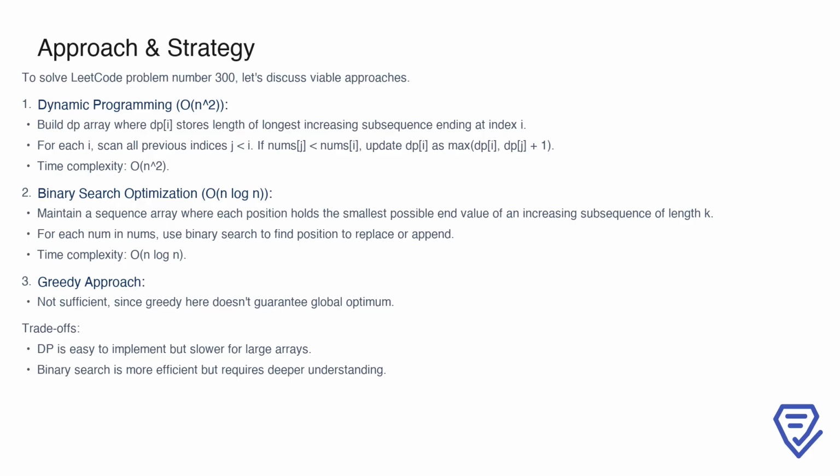Greedy approaches do not suffice for this problem, as making local choices does not guarantee the longest possible sequence. In summary, while dynamic programming provides clarity, binary search-based optimization is best for overall efficiency when arrays are large. Your choice will depend on requirements, constraints, and interviewer preferences.